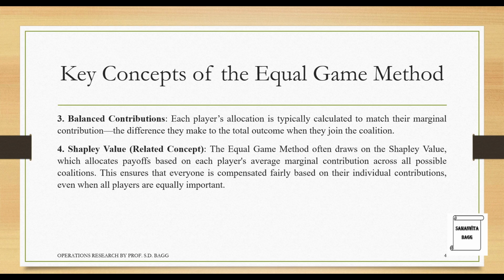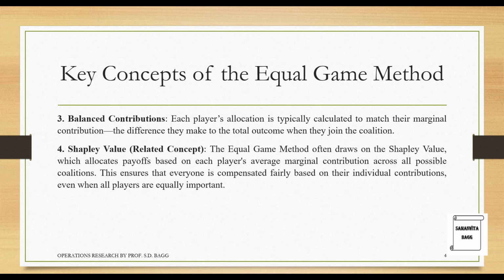Shapley value. This is a related concept. The equal game method often draws on the Shapley value, which allocates payoffs based on each player's average marginal contribution across all possible coalitions. This ensures that everyone is compensated fairly based on their individual contributions, even when all players are equally important. So Shapley value is a concept on which your equal game theory has been based.